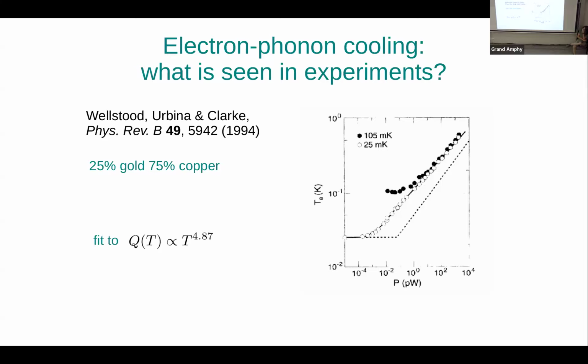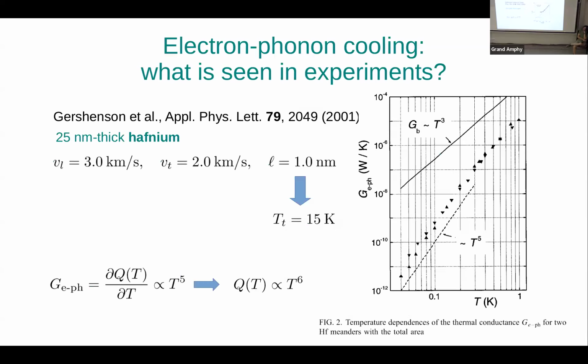They have studied this relaxation of power and electron temperature, which is overheated. They fit the slope, and they see temperature to the power 4.87. This is not 86 and not 88. There is no case. Yeah, this is very important. Okay, then artificial intelligence drew my attention to this paper by Gershon. And this is equal to 5, but this is thermal conductance. So this is actually diffusive.